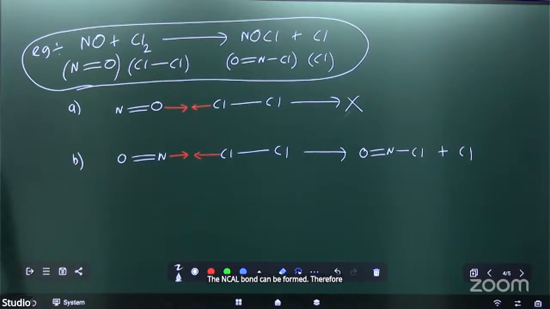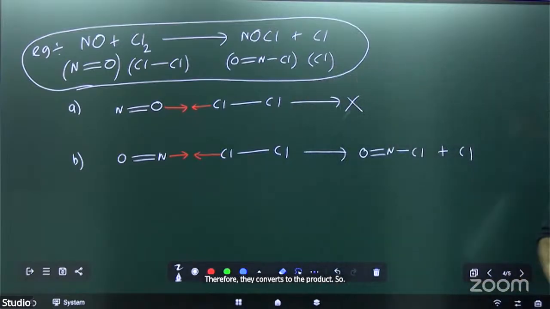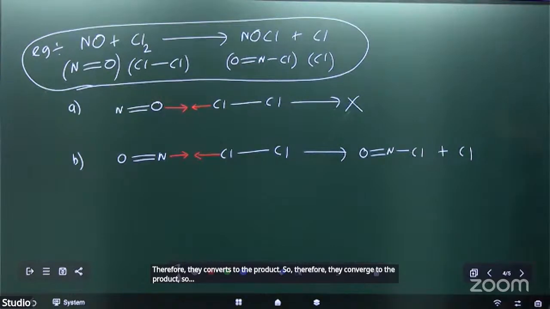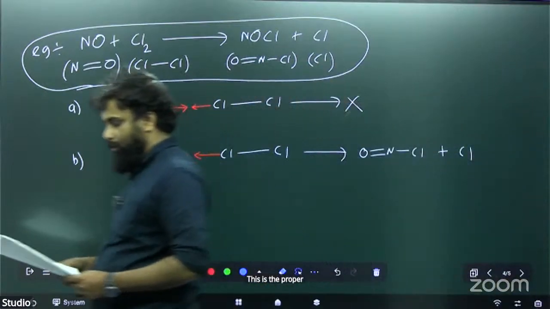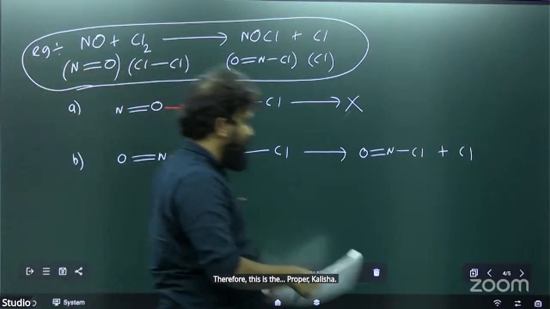Therefore, they converge to the product. So this is a proper collision.